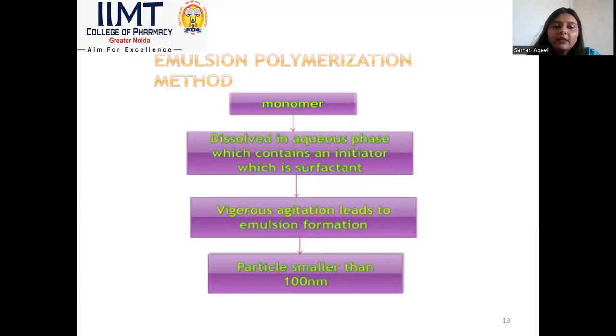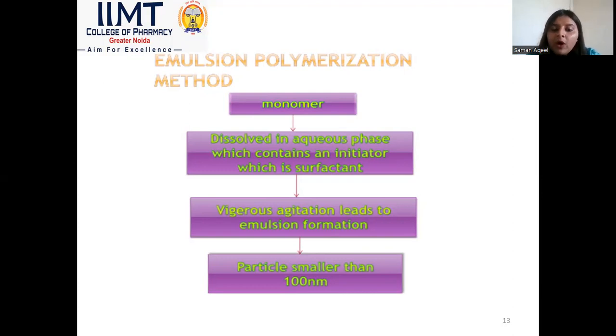Here comes the third method, that is emulsion polymerization method. In this method, the first step is you are taking a monomer. Monomer is a single unit of polymer. Next, you are dissolving this monomer in aqueous phase, which contains an initiator that initiates the reaction, that is surfactant. The aqueous phase is already having a surfactant.